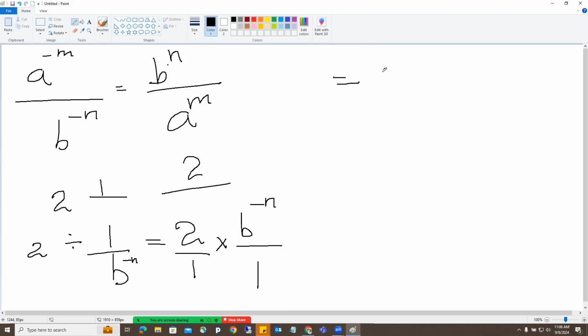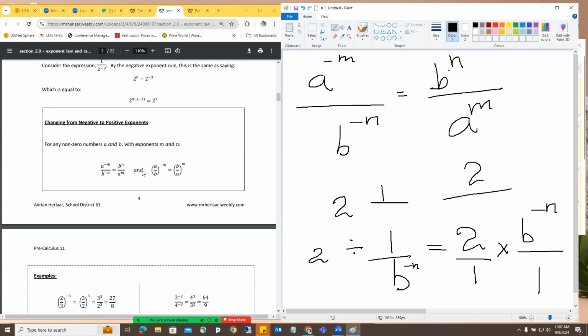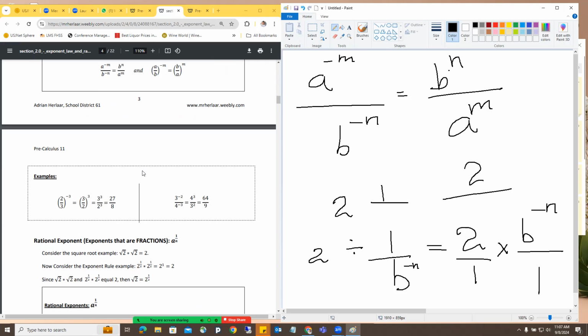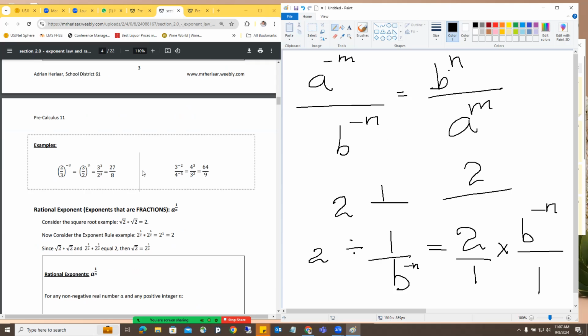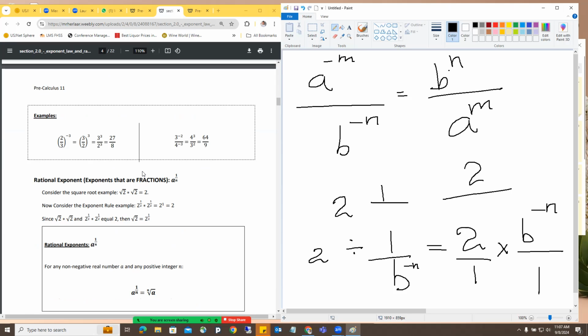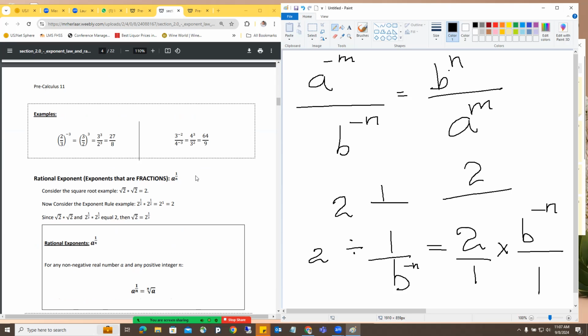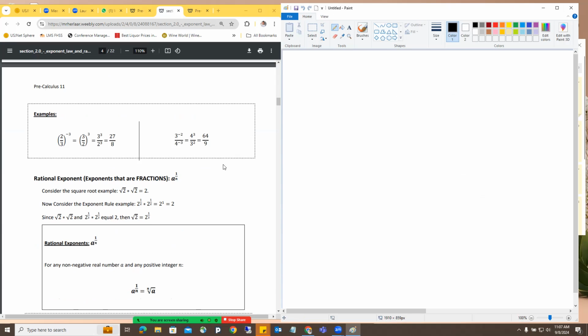Plus 2 over b, yeah, minus n. 2 over b to the power of n. Is it clear? That's how it works. Okay, so that part it's clear, no? Okay. Now for the rational exponents. Up to this point, I hope it's clear.